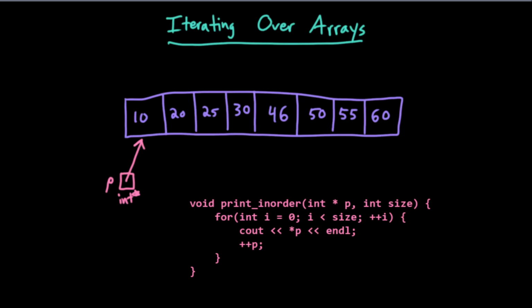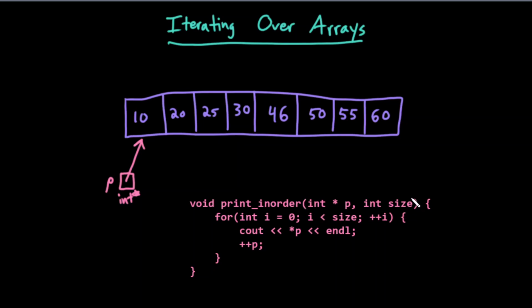Let's start with an example of iterating over an array. In this example, I'm not going to be using an actual iterator, I'll just be using a pointer, but we'll use this as a first step towards using actual iterators. So in this example, I've written this print in order method that, given some pointer and given some known size of the array, will print all of the elements of the array.